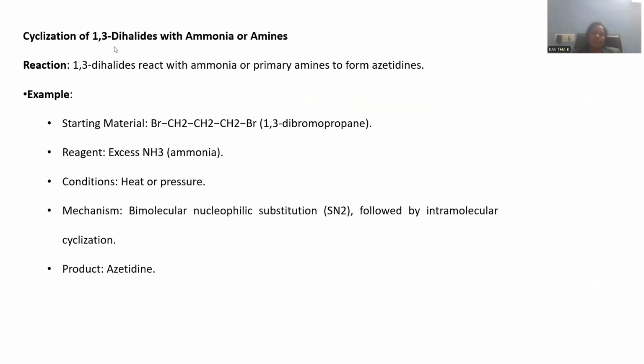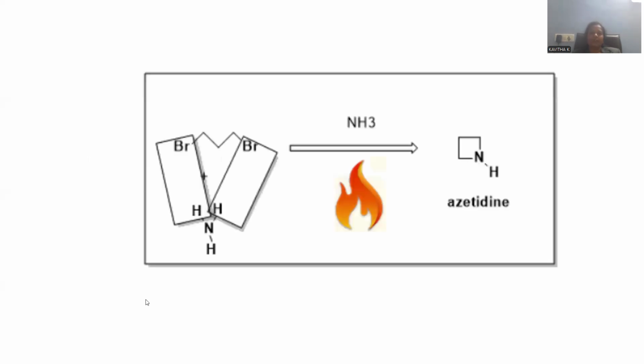Now, cyclization of 1,3-dihalides with ammonia or amines. Whenever a dihalide compound, 1,3-dibromopropane, is taken into consideration, it can be treated with an excessive quantity of ammonia. Heating or pressure conditions are applied, and bimolecular nucleophilic substitution, that is the SN2 reaction, will proceed. SN2 stands for what? Simultaneous addition, simultaneous departure. Making and breaking of the bonds within a single step is called SN2. That kind of intramolecular cyclization proceeds in order to achieve azetidine as the final product.